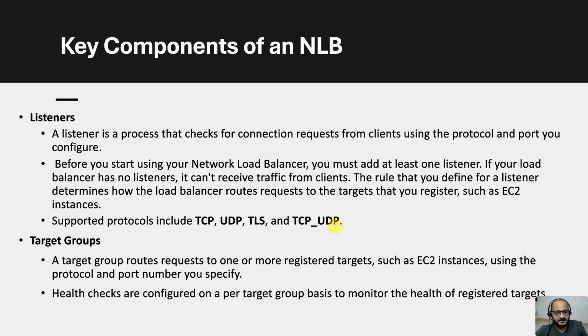Another component is the target group. A target group is a collection of instances. In our case, if we are talking about EC2, then multiple EC2 instances will be attached to a single target group. Target groups use a health check, and based on the health check it determines where to send a particular client request. It always sends a request to a healthy target. So these are the two main components of the network load balancer.